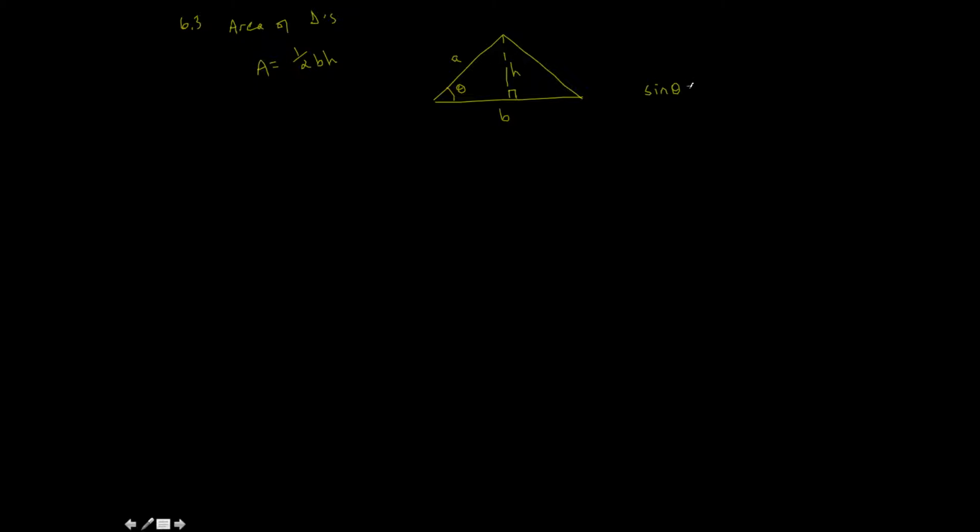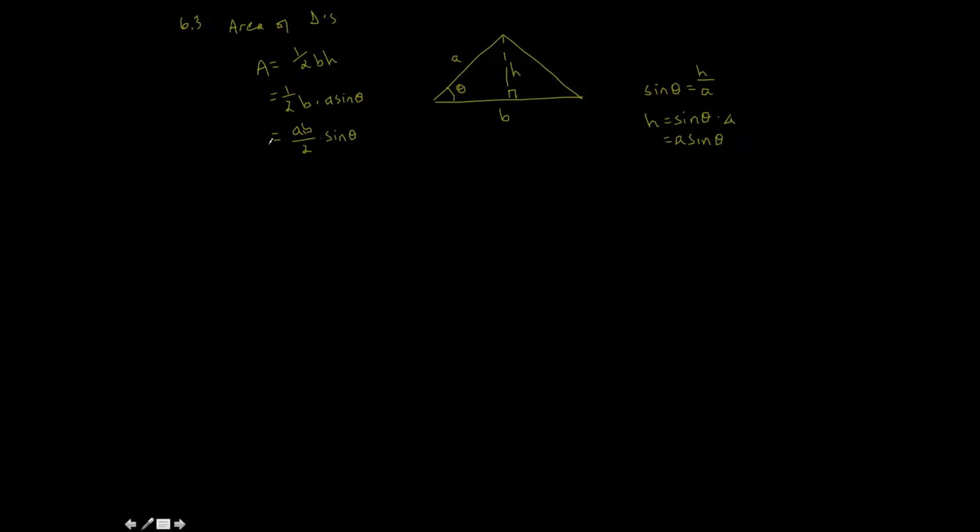The sine of angle theta is what? In this particular right triangle, sine is opposite over hypotenuse. So h over a. So if I solve for h, that is sine theta times a, or the most popular way to write it is a sine theta. So if I take that and I substitute it in for h, what I really get here is AB divided by 2 times sine theta.